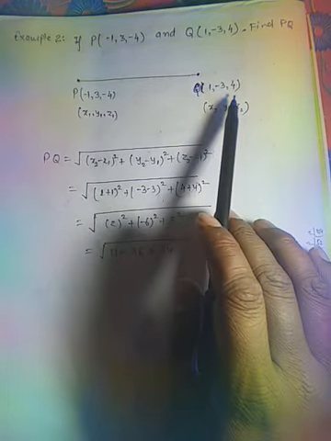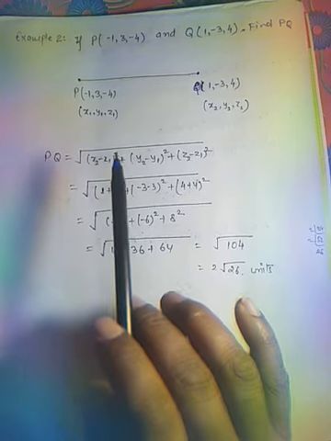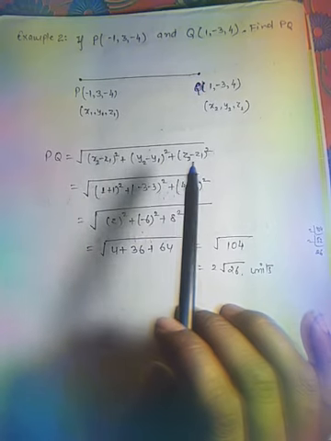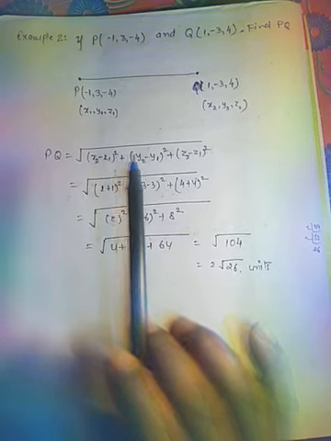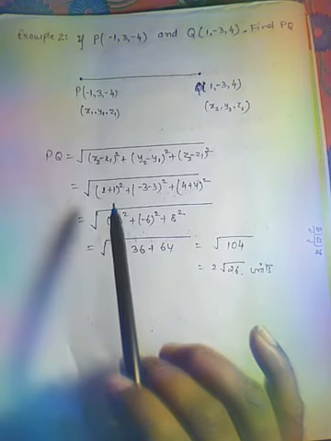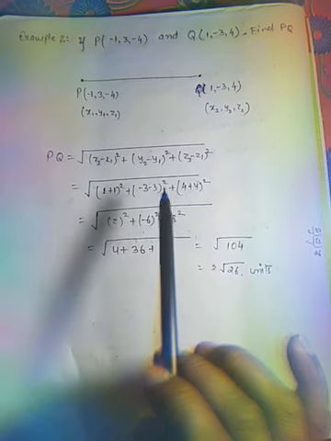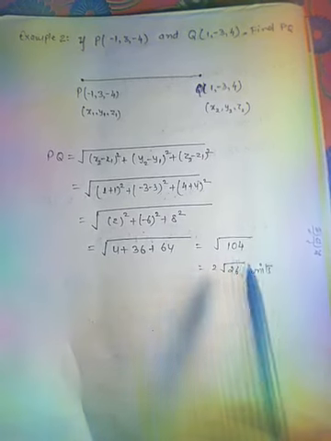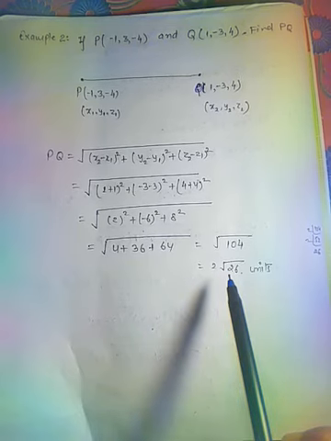z2 is 4. We are using the distance formula, which is (x2 minus x1) whole square plus (y2 minus y1) whole square plus (z2 minus z1) whole square. Put in the values of x1, y1, z1 and x2, y2, z2. We get (1 plus 1) whole square plus (minus 3) whole square plus 4 square. After solving we get 2 root 26 units.